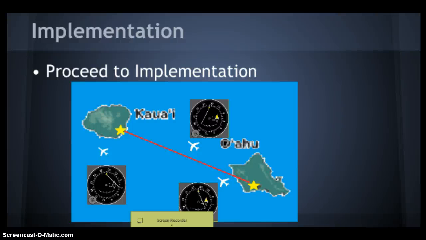When heading from HNL to LIH, the OBS will be set to 290 degrees in order to head directly to the VOR station. Since the OBS is set to the exact opposite of the VOR station, it means that the plane is south of the VOR station. In order for the plane to head in the right direction, the plane's compass will need to be aligned with the VOR's OBS setting in order for the plane to head in the direction of LIH.